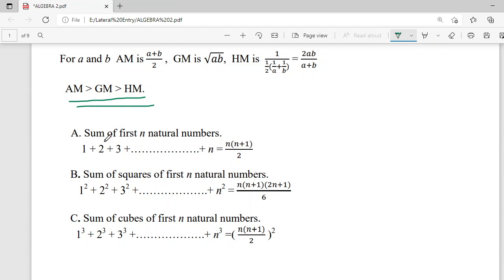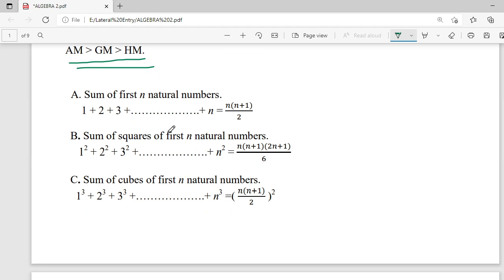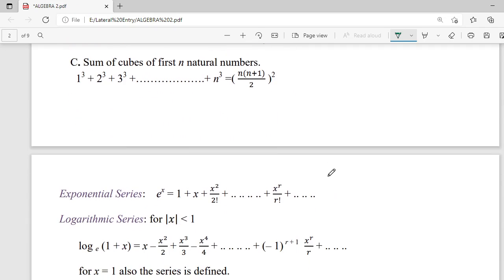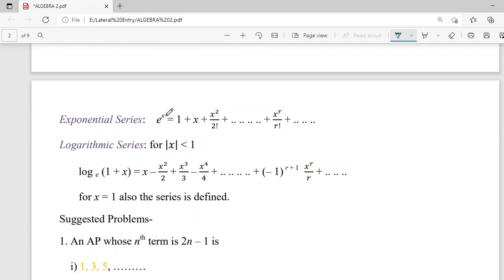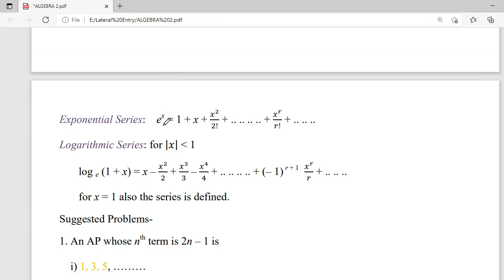And then these are the formulas you should remember. The sum of the first n natural numbers is n into n plus 1 by 2. This you know very well, but you should know these things too. This is the sum of squares of the first n natural numbers, and this is the sum of cubes of the first n natural numbers. So remember these results. Then the exponential series: e to the power x, the number e, you have applied this also. So e to the power x is this series.